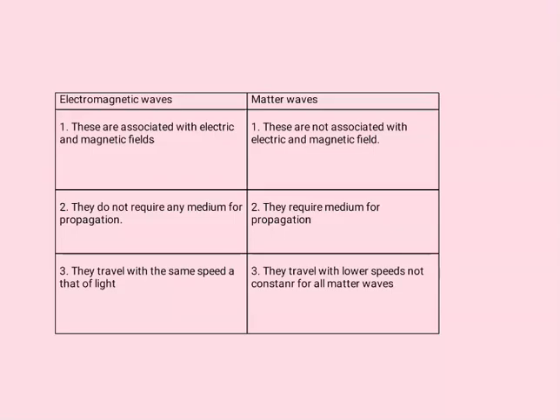Electromagnetic waves obey the equation lambda equals c upon nu, whereas matter waves obey lambda equals h upon mv. EM waves are quantized, meaning their energies are quantized, but matter waves' energies are not quantized. EM waves cover a full range of spectrum, but matter waves have very short wavelength.